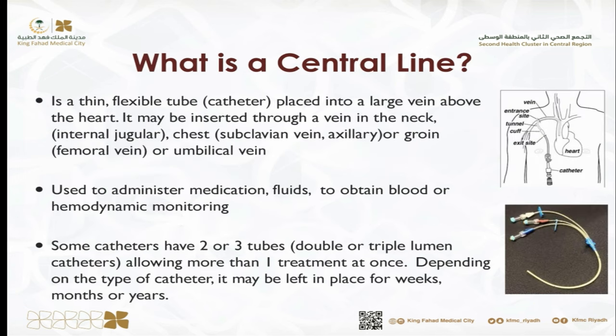In general, what is a central line? The central line is a flexible tube. It will be inserted in a big vein and it will go directly to the heart or near the heart. It could be internal jugular, where the tip will go through the neck, or chest, we call it subclavian, or groin, when the tip will be in the femoral line, or umbilical vein. It will be used for administration of fluid, obtaining blood, or hemodynamic monitoring. Some catheters have 2 or 3 lumens, allowing more than one treatment at a time, and depending on the type of catheter, it might be left in place for weeks or months.